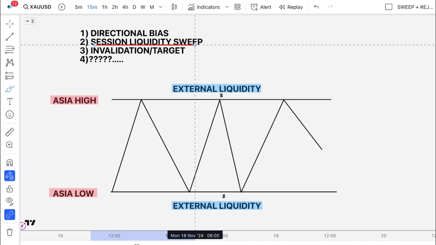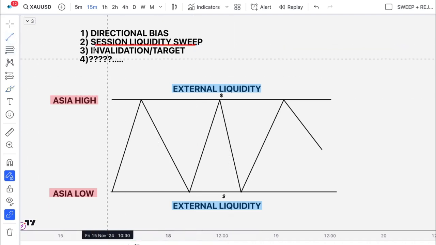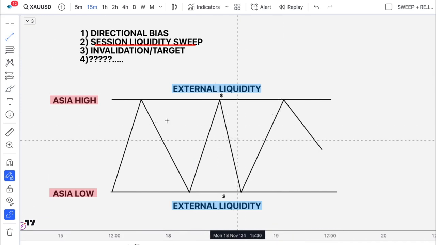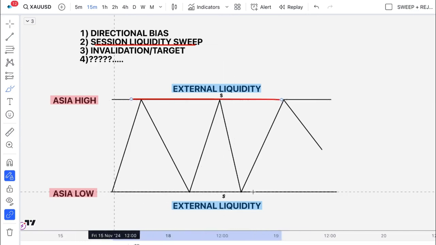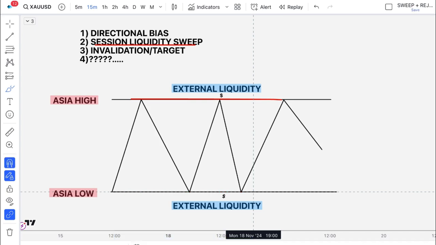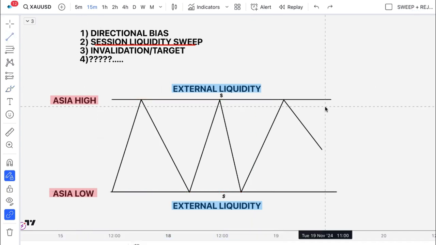So you can call this an ICT Judas swing, call it what you want. It's really just a session-based liquidity sweep where we're taking out the previous session's liquidity and then we can look for our entry schematic. So looking right here, this is our external range liquidity. So we have that resting above, for example, the Asia high, and we also have external range liquidity resting below the Asia session low.